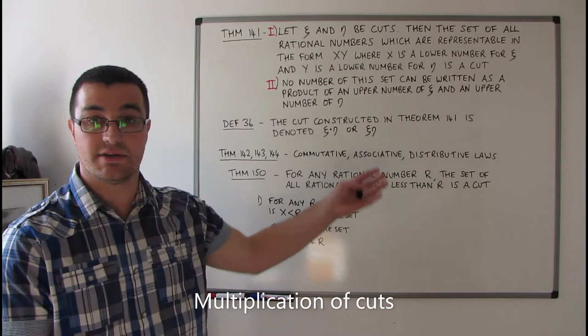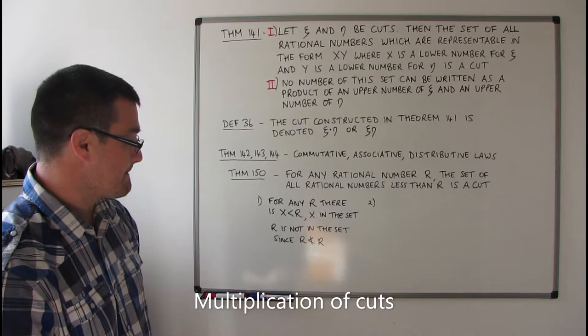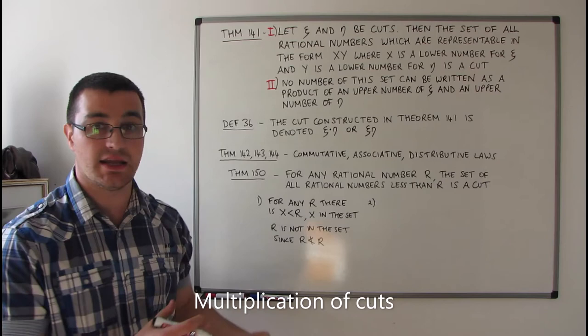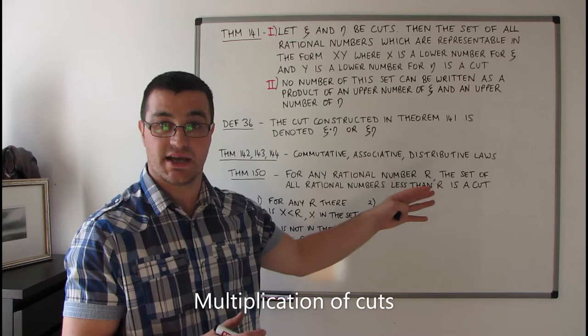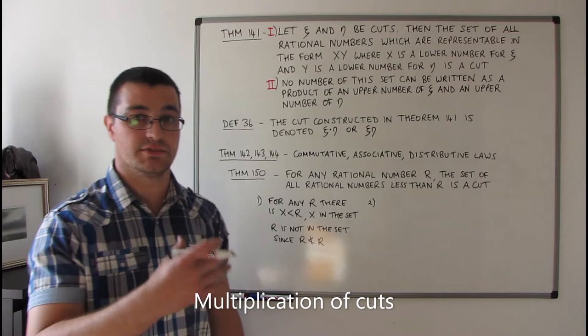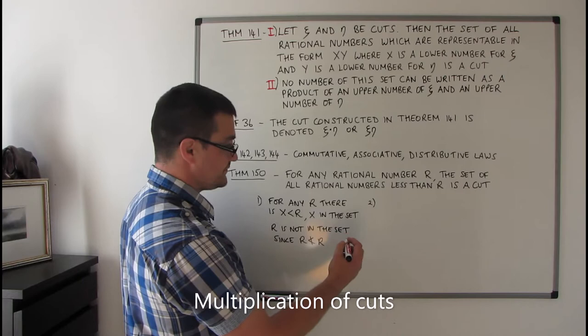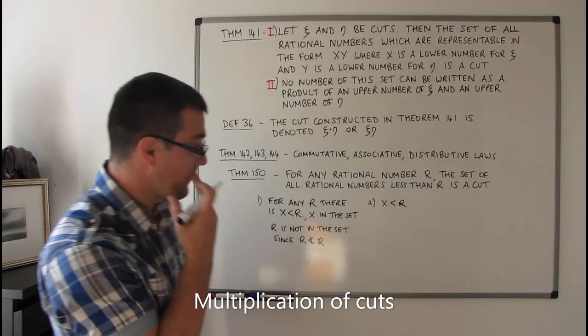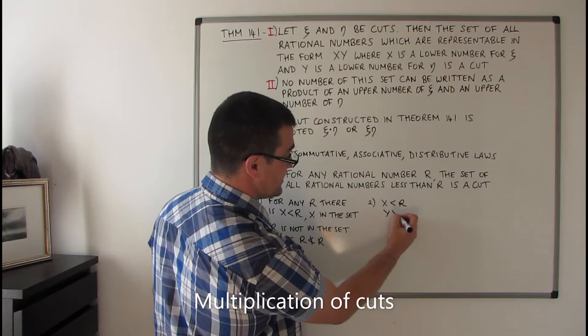So let's have a look at the second criteria. We're going to go with the first definition here of a cut. So we're going to show that any number that is not in the set is greater than any number that is in the set. We can't talk about lower numbers and upper numbers just yet because we don't know that it's actually a cut. So for any number in the set, if x is in the set, then x must be less than r. And if y is not in the set, then y must be greater than or equal to r.